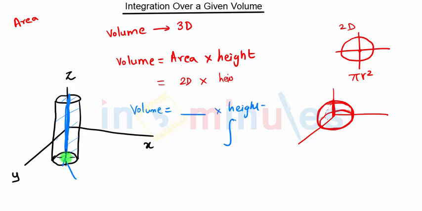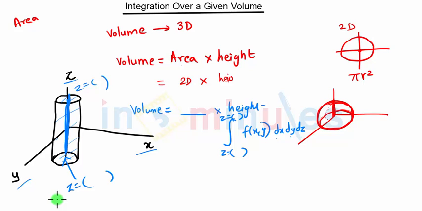So we will have the limits of z equal to something to z equal to something, and here we will have the function of volume into dx, dy, dz. Why dx, dy, dz? Because we have three variables or three axes. Now we have covered this height. Now we have to find the area. So we have to cover this entire volume.